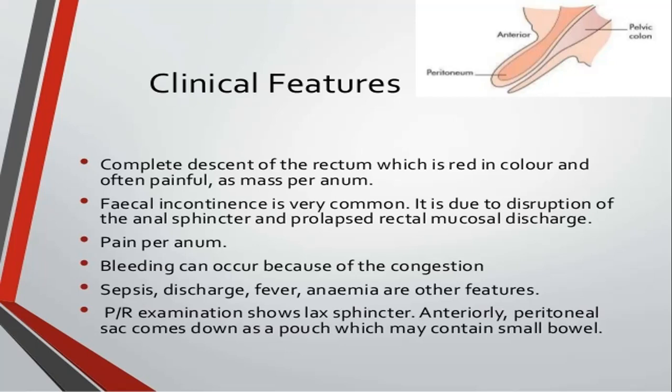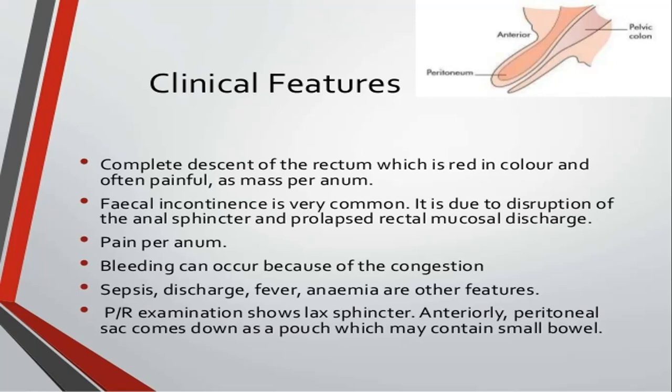Clinical features: the complete descent of the rectum is basically red in color, and the partial one is pink in color, often with a painful mass per anum. Fecal incontinence is very common. It is due to the disruption of the anal sphincter and prolapsed rectal mucosa discharge. Pain per anum, bleeding can occur because of congestion. Sepsis, discharge, fever, anemia are the other features. It shows the lax sphincter and clearly the perineal descent, with a pouch which may contain small bowel. So these are the clinical features of the complete prolapse.